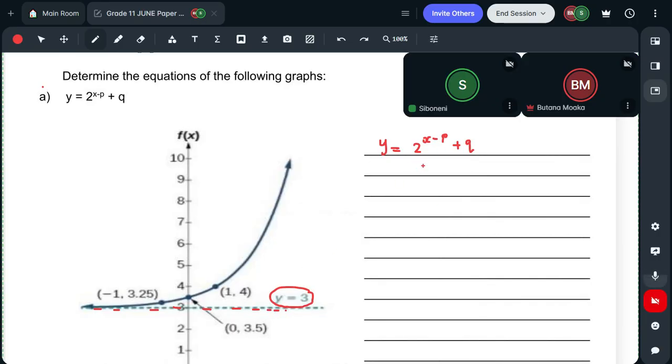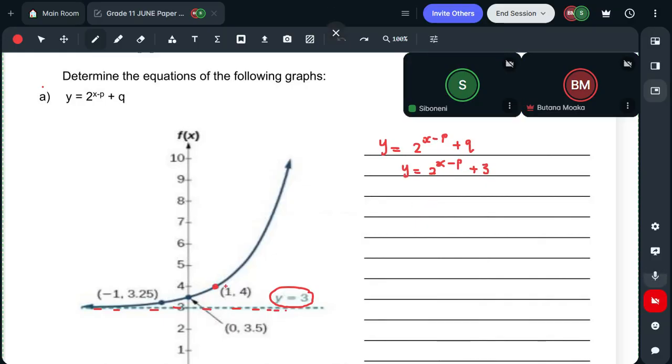Without wasting any time, I'll go and substitute that value of q. So this will be y is equal to 2 to the power x minus p, we add 3. You're still with me on that? Yes. Then you're going to sub in any point.